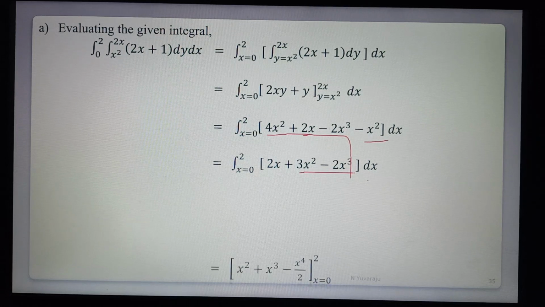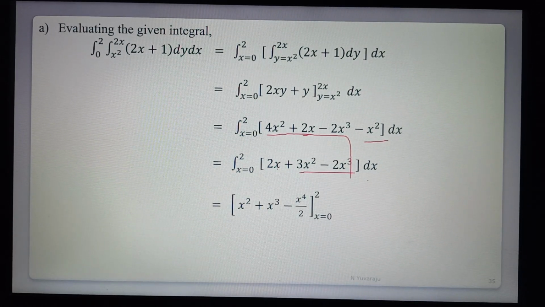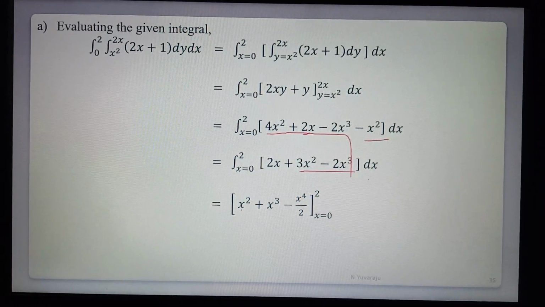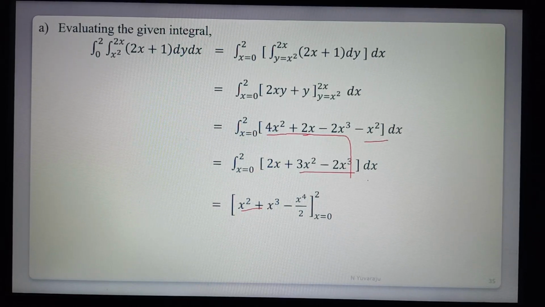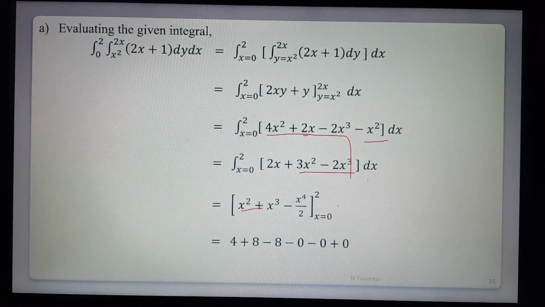Now integrating: x squared by 2 (the 2 cancels), x cubed by 3 (the 3 cancels), and 2x to the power 4 by 4, that is x to the power 4 by 2. So now substituting the upper limit and lower limit, upper limit 2: 4 plus 8 minus 8, minus 0 plus 0, that is equal to 4. So this is the required value of the given integration found directly.